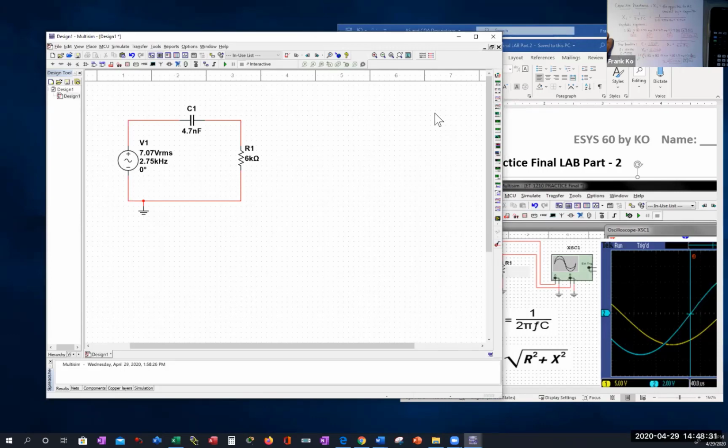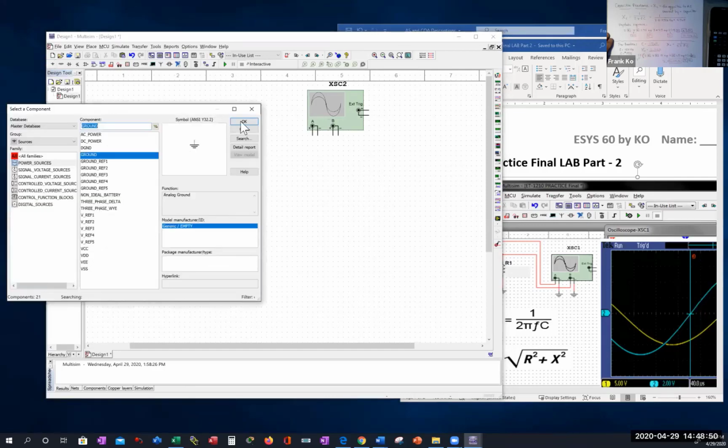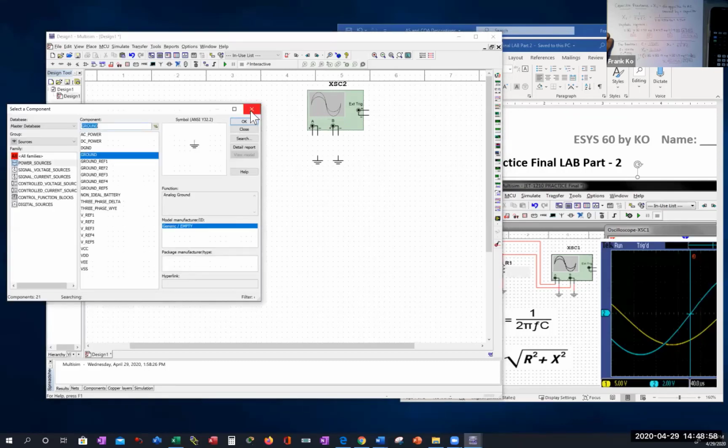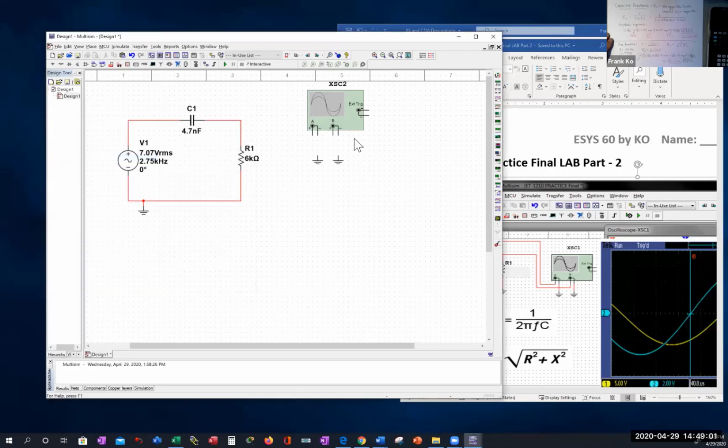Click and drag, or double click, and one should pop in here. Here's an oscope, cool. And I have two channels on this oscope. So what I'm going to do is bring in two more grounds. Okay, so here's a ground, and here's another ground. Close this off. And so for my negative side of the oscope connections, I will have a connection to ground and a connection to ground.